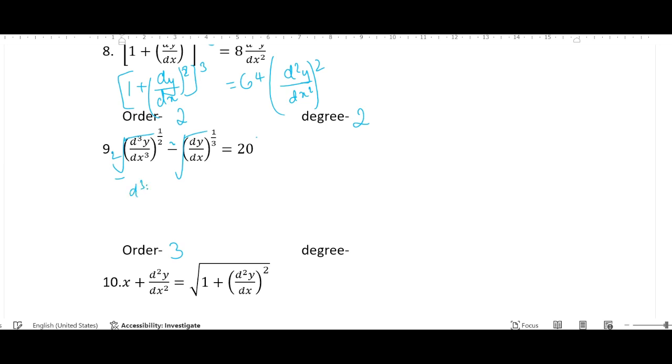So it becomes d cube y upon dx cube to the power 1 by 2 minus dy by dx to the power 1 by 3 the whole to the power 6 is equal to 20 to the power 6. Okay, you're raising both the sides to 6. Now from this term that is used to determine the order, the highest power of this term will be 6 by 2, which is 3. So your degree becomes 3.